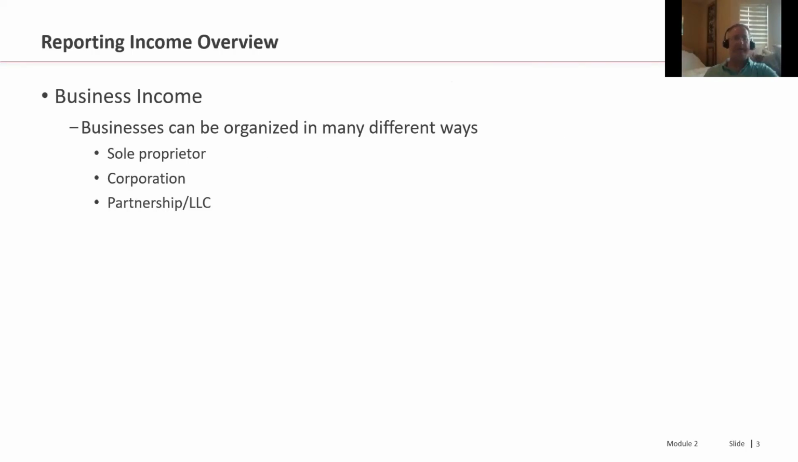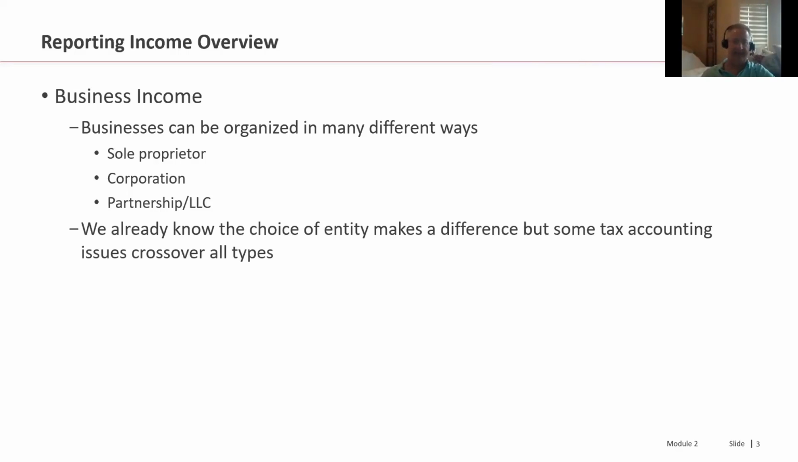Okay, so reporting business income. We just went through some examples of passive income or income from partnerships or income from S corporations, and those are flow-through organizations. We talked about flow-throughs in module 1 as well. Business can be organized in lots of ways. You could be a sole proprietor, corporation, partnership, an LLC, an LLP, a limited partnership. There's all sorts of things that you could be organized as.